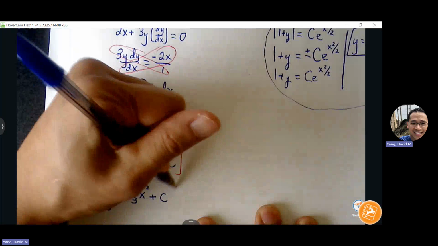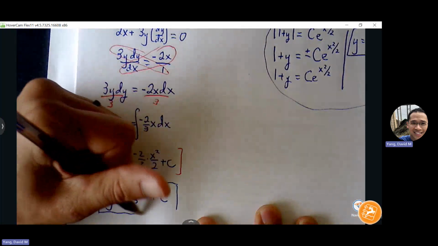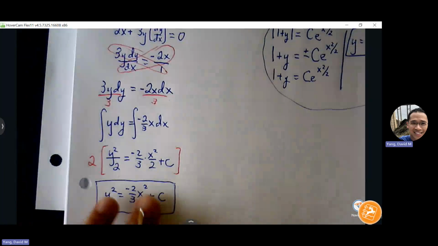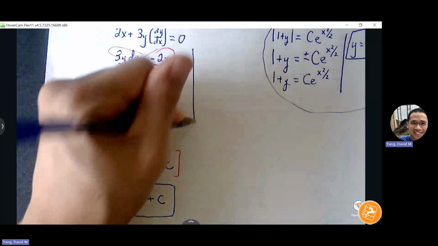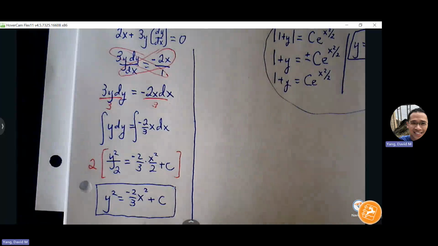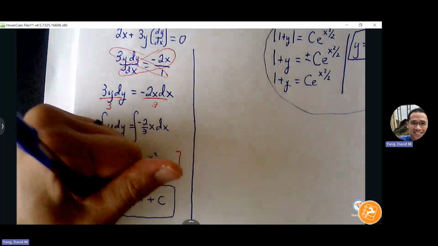Okay, I'm going to call this my general solution because if I went any further, I would have plus or minus. I already have y pretty much by itself. I have a plus c here. So if I go any further, I'm going to be involving solving for c. So I'm going to call this my general solution.